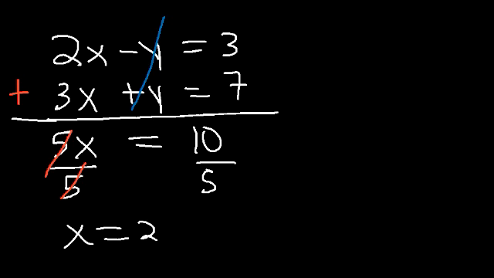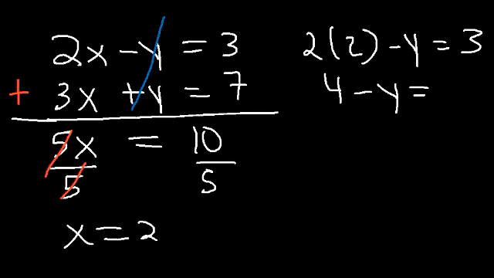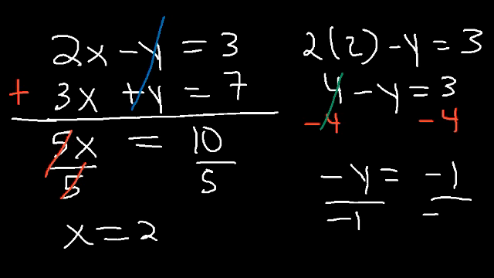So at this point, we need to substitute x with 2 in any one of the two equations. Let's use the first one. And let's solve for y. 2 times 2 is 4. So we have 4 minus y is equal to 3. Let's subtract 4 from both sides. So negative y is equal to 3 minus 4, which is negative 1. Now the next thing that we need to do is divide both sides by negative 1. Negative 1 divided by negative 1 is 1. So y is equal to 1. So therefore our answer as an ordered pair is 2, 1.